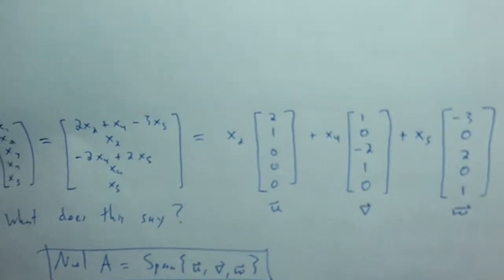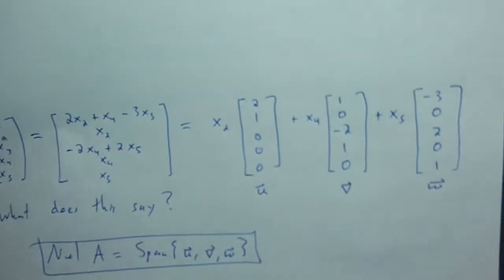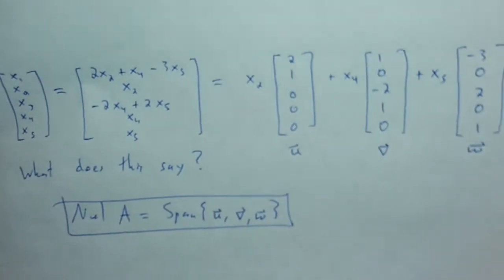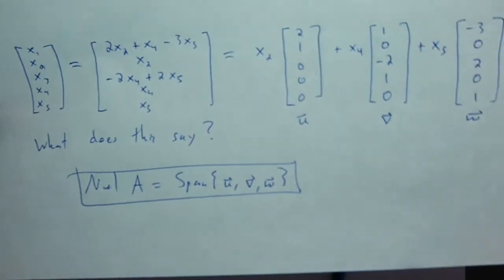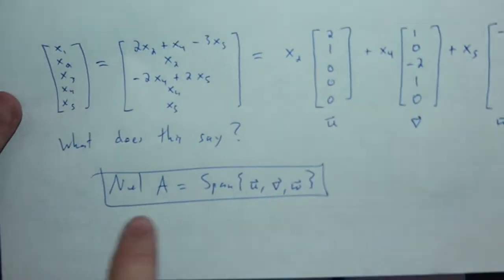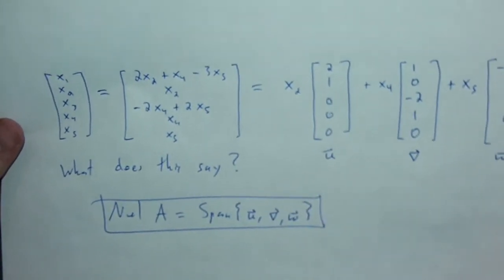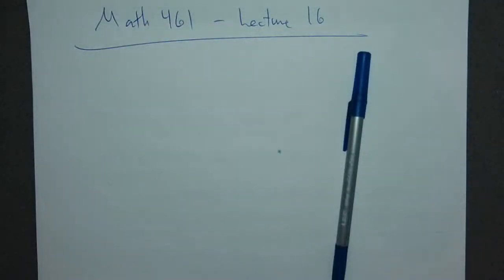This is one of the most important uses of that parametric vector form that we did way back in chapter 1, so that we can actually explicitly find a spanning set that describes the null space. So the null space is the span of those three vectors. That means that any vector in the null space is a linear combination of those three vectors, u, v, and w, that I found.